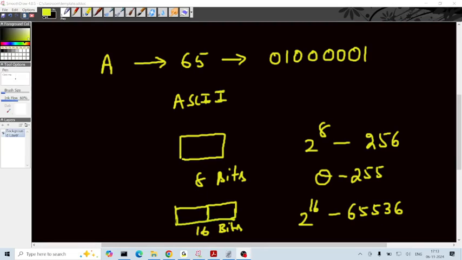Hi, I'm Srikanth Pragada. In this video, I want to explain how characters are internally stored.